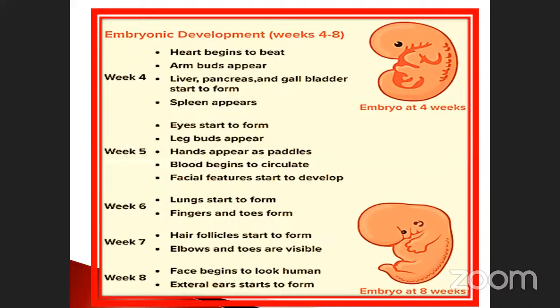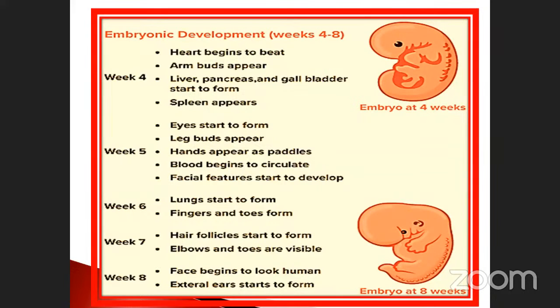Embryonic development, 4 to 8 weeks. See here, the heart beating. This is also very, very important. The first forming organ is the heart. In the 4th week, the heart begins to beat first. Arm buds appear. Liver, pancreas, and gallbladder start to form. Spleen appears. These are all in our embryo at 4 weeks.